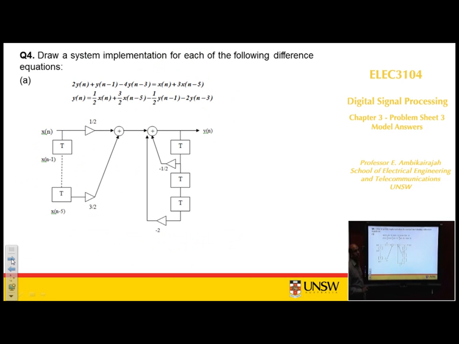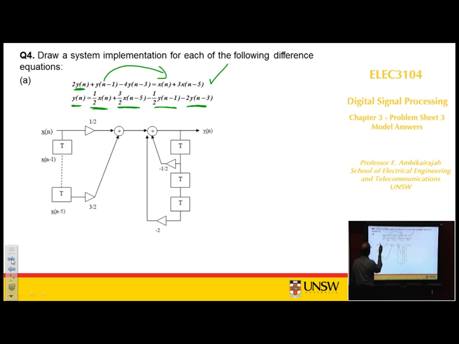Question 4, next question. Same principle. You have to write the system's equation for this. And that's what's given. Always keep it as yn and bring this to the other side. So yn equal to half xn plus 3 over 2 xn minus 5, minus half yn minus 1, minus 2 yn minus 3. They haven't told you direct form 1 or direct form 2, so you can pick and choose what you like.